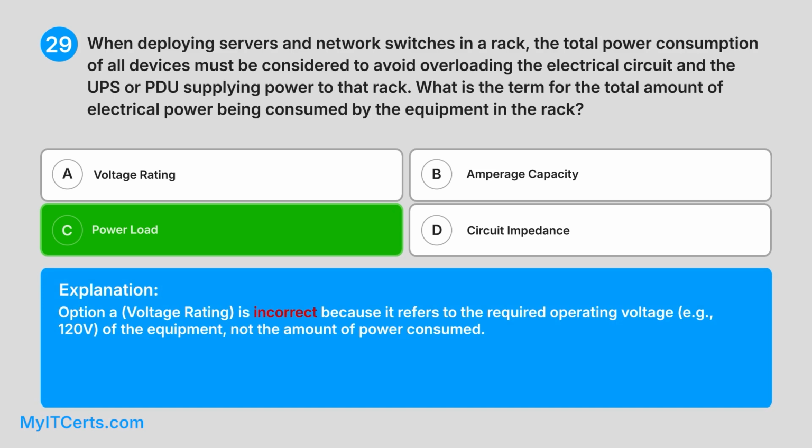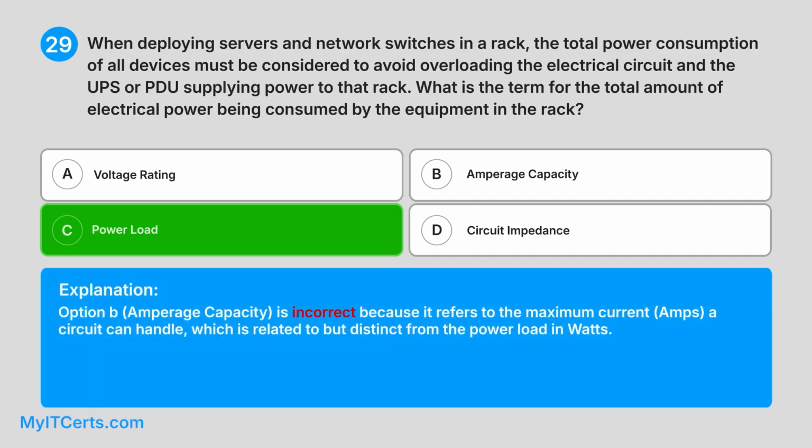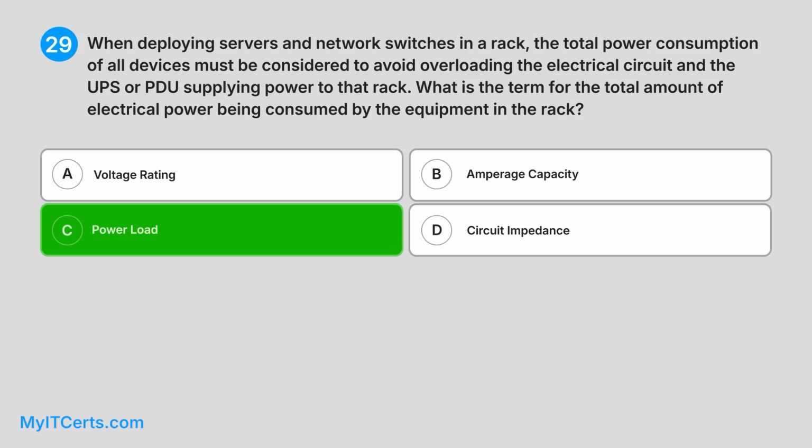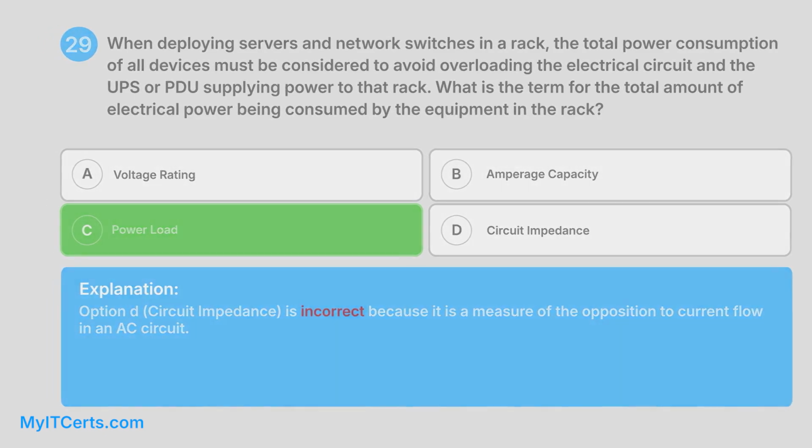Option A, voltage rating, is incorrect because it refers to the required operating voltage, e.g., 120 V of the equipment, not the amount of power consumed. Option B, amperage capacity, is incorrect because it refers to the maximum current, amps, a circuit can handle, which is related to but distinct from the power load in watts. Option D, circuit impedance, is incorrect because it is a measure of the opposition to current flow in an AC circuit.